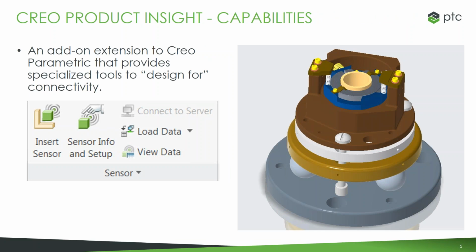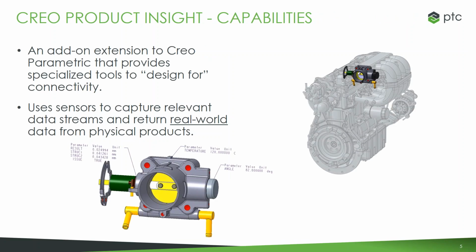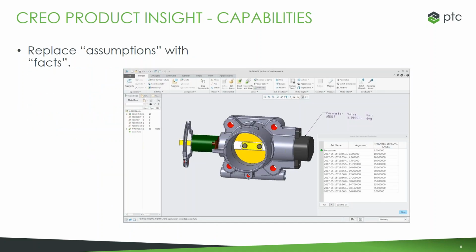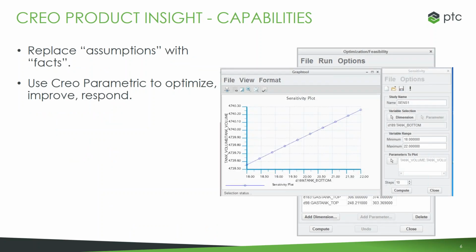Some capabilities of this extension: it's an add-on extension to Creo, and it provides you specialized tools that allow you to design for connectivity. You have sensors that can capture relevant data streams and return real-world data from your physical products and display that inside of your assemblies. To go along with that, you can replace your assumptions with facts from your actual data. And you can use Creo to optimize, improve, and respond to that data that you're getting back. So rather than just having the data and saying, well, these are nice numbers, actually utilize those to do something and make changes with your process or with whatever it is you're designing.